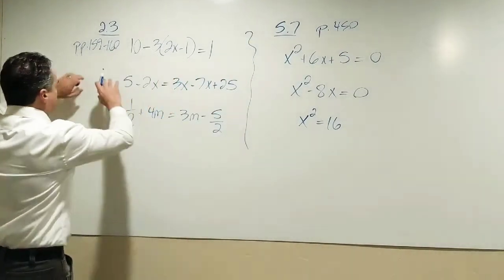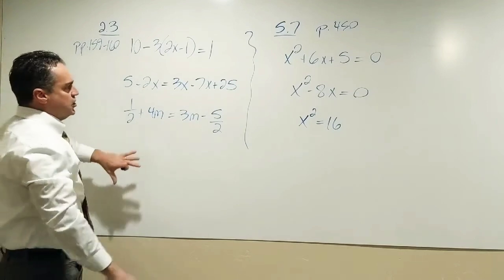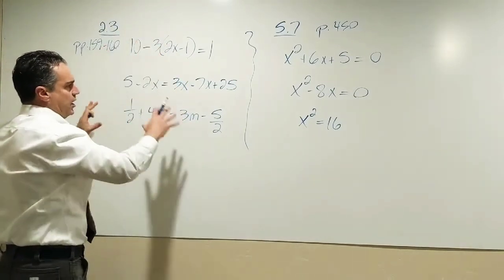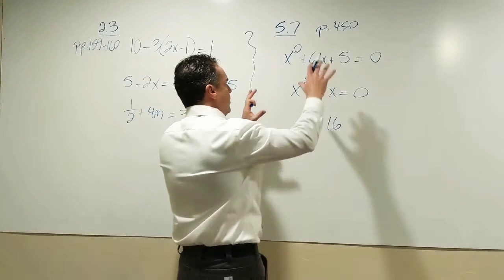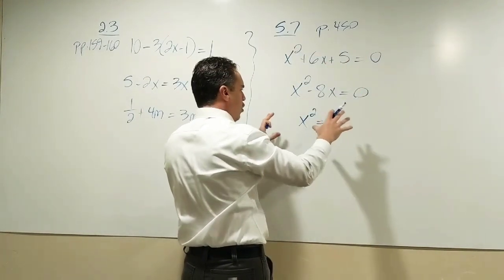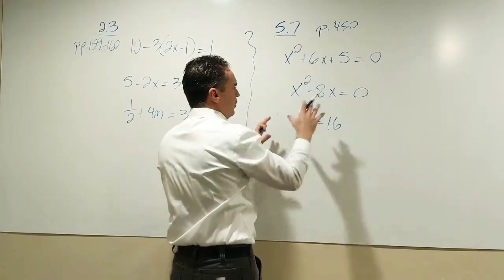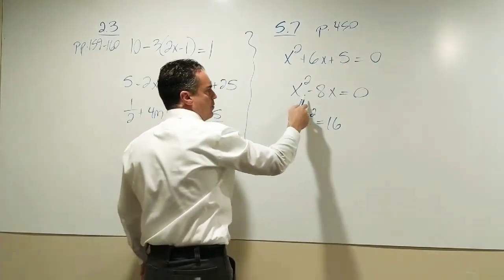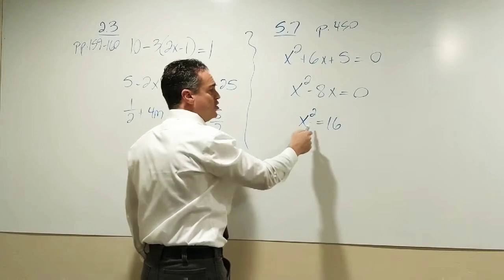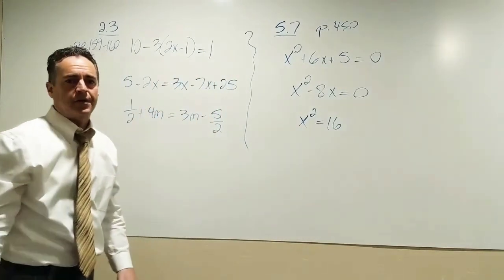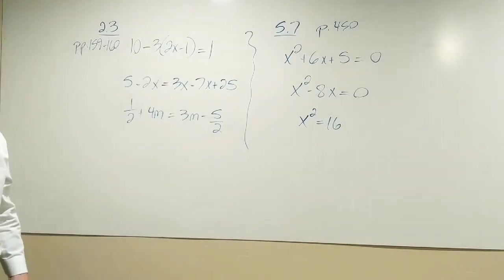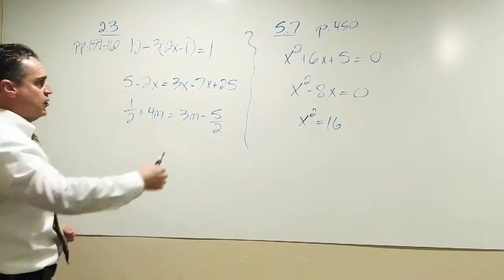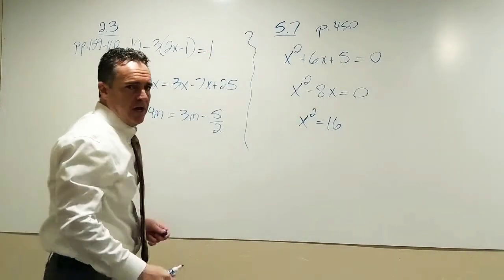And if you want to look on pages 159 and 160, you can see all the problems share this commonality. Or on page 450, what you're going to be doing for your homework for section 5.7, they all share this commonality. X squared plus 6x plus 5 equals 0. X squared minus 8x equals 0. X squared equals 16, okay? Jordan, can you see anything that's different about the equations on this side versus this side?